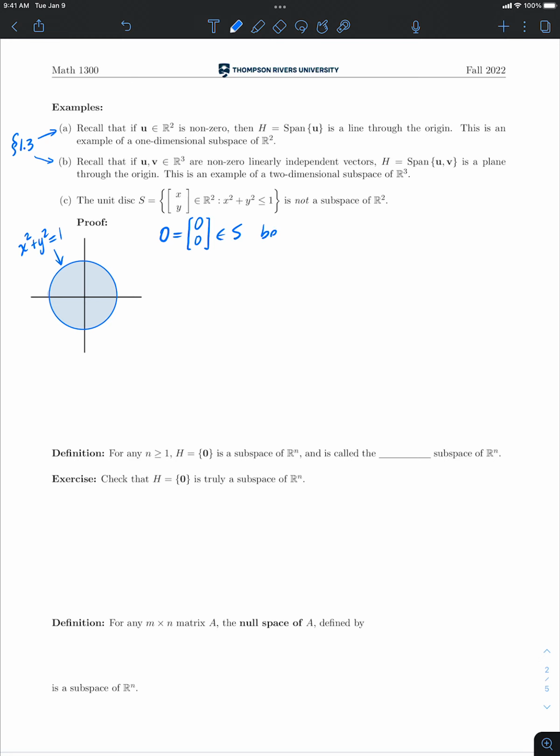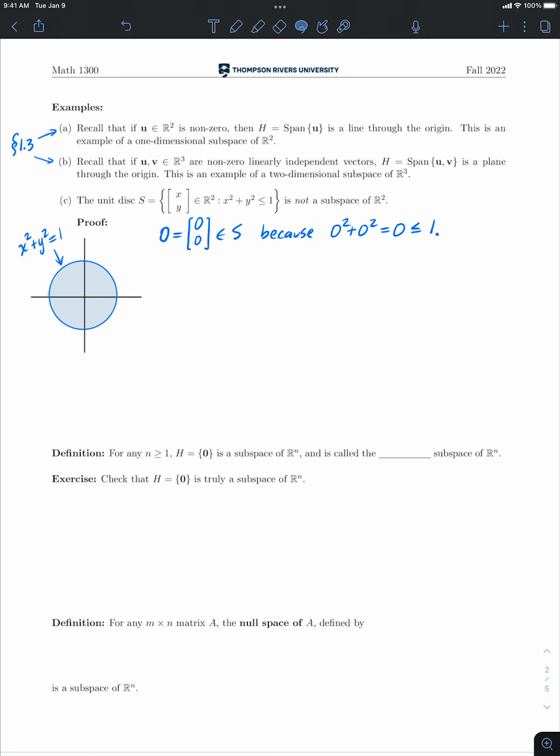The reason is because you can just plug the two coordinates into this inequality and it'll be satisfied. If I plug 0 in for x and then 0 in for y, I'll get 0. And that's certainly less than or equal to 1. So actually the first condition of being a subspace is satisfied. It does satisfy one of the conditions.